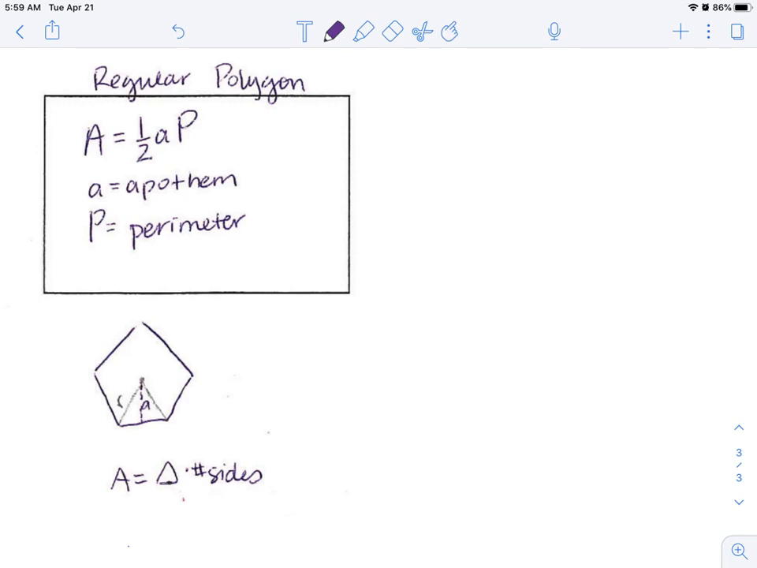Okay, we're going to talk about how to find the area of a regular polygon. And there's a real formula, and then there's kind of, for me, the easier way to do it. So the formula is the area is equal to 1/2 little a, which is something called the apothem, and big P, which is the entire perimeter of your shape. Now, let's go and find out what an apothem is.